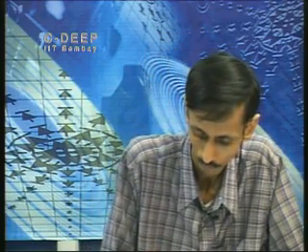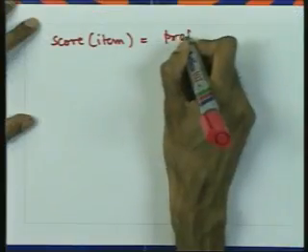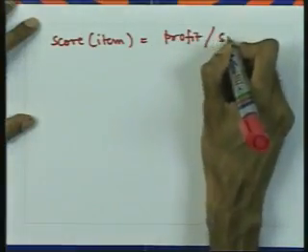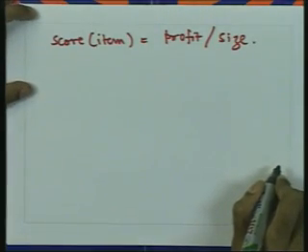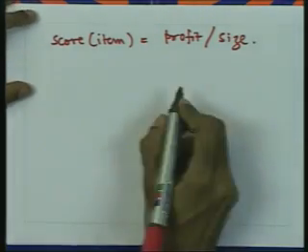in fact also prove that this algorithm is optimal. Okay, so the score of an item is nothing but profit divided by size, and the algorithm is simple.